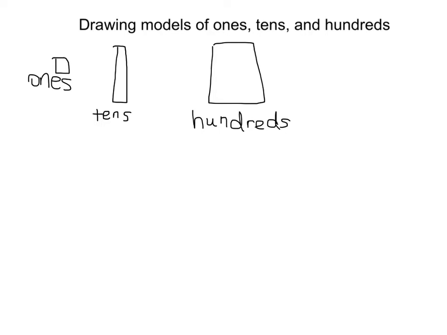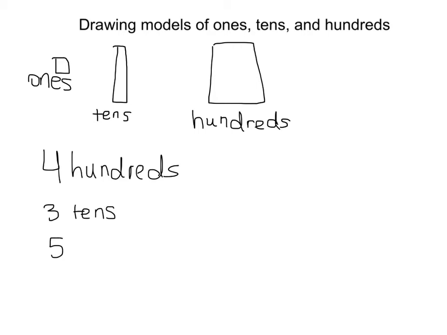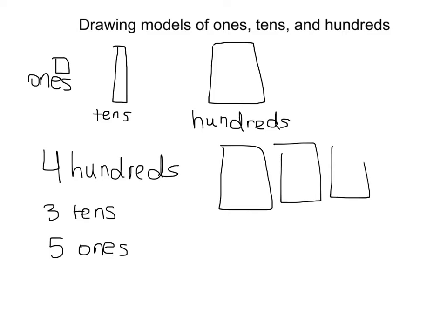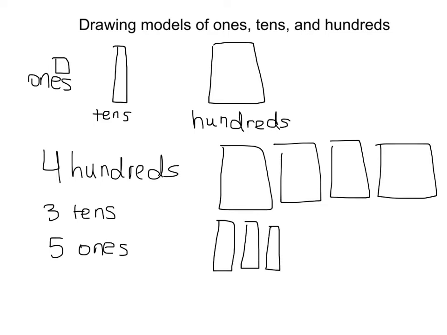Now we're going to draw and label what 4 hundreds, 3 tens, and 5 ones would look like. For your 400s, you're going to need 4 big boxes, for your 3 tens, you're going to need 3 rectangles, and for 5 ones, you're going to need 5 small boxes.